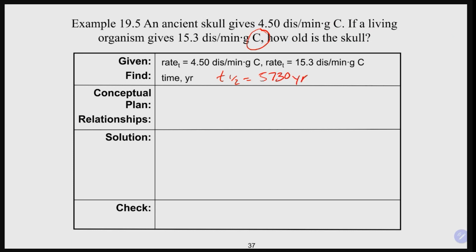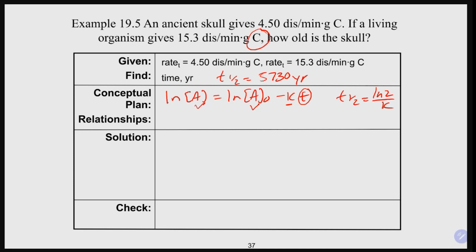So if we did this, we would still approach it the same way. We're going to use our first order kinetics equation. We're also going to perhaps use our half-life equation. In this case, we have an ancient skull, so that's kind of like the dead guy, right? So that's the end of the road. And a living organism would be kind of like the beginning of the road, or the initial. And here we are looking for how old this thing is, so we're looking for time. So we are missing our decay constant in this case.